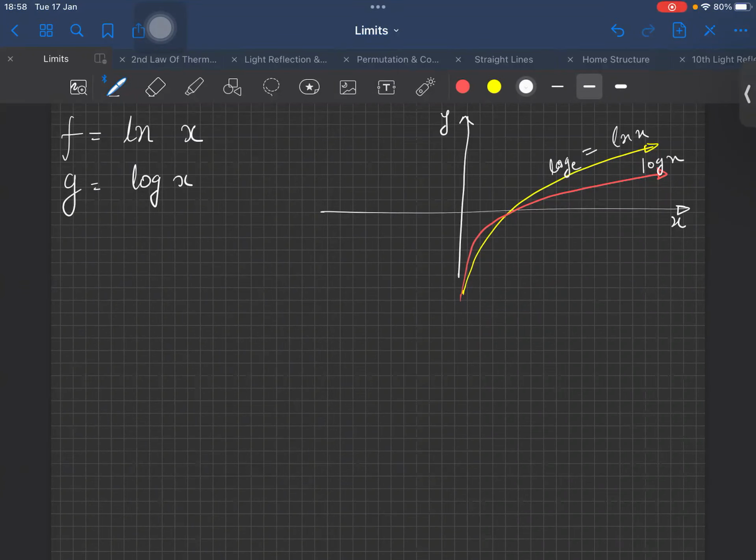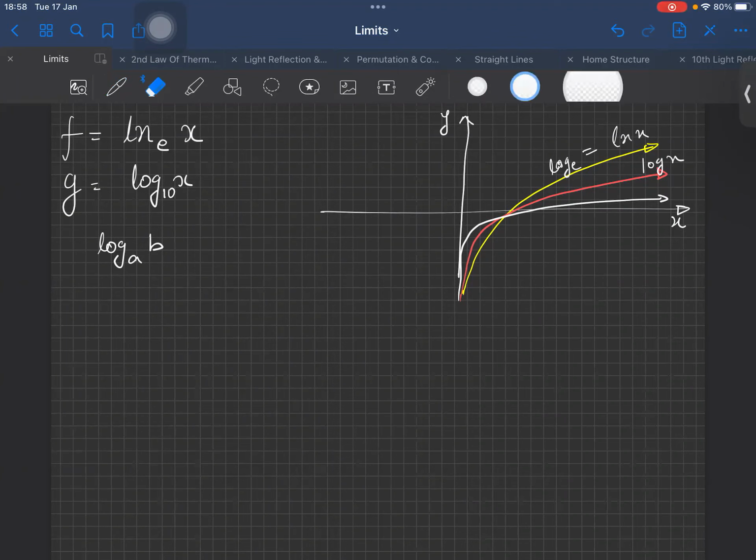If you keep increasing the base, that means here we write log base a of b. So a is the base here. If you keep increasing the value of a, the graph will keep shifting like this. Here the base is 10, here the base is e. All right, so that's how the logarithmic function behaves.